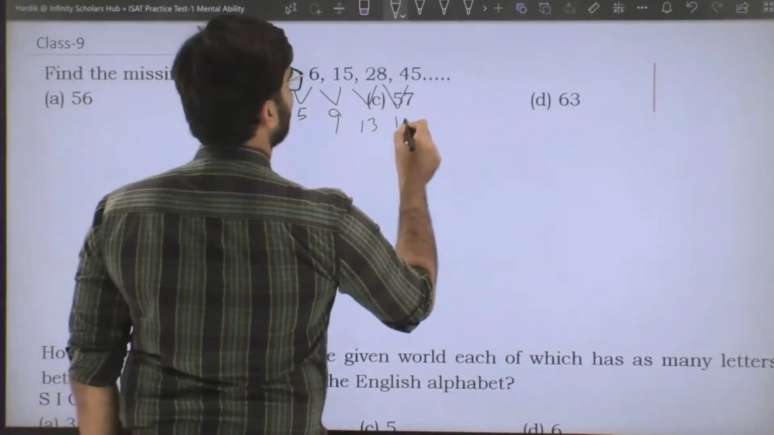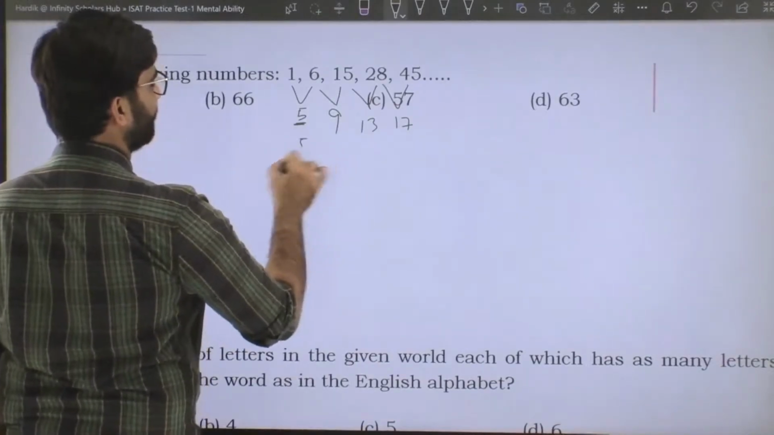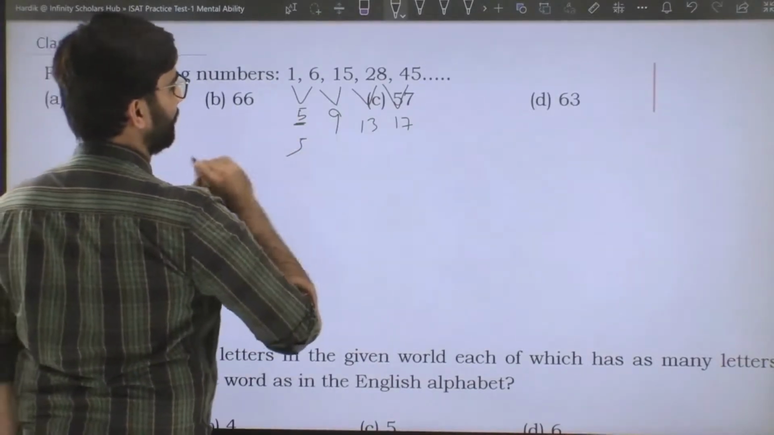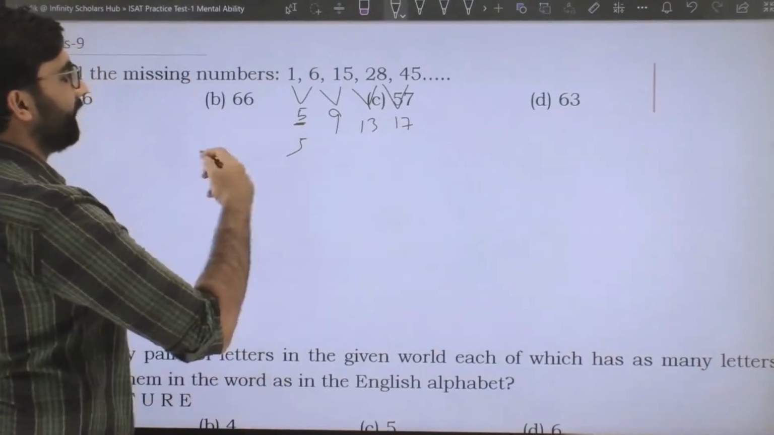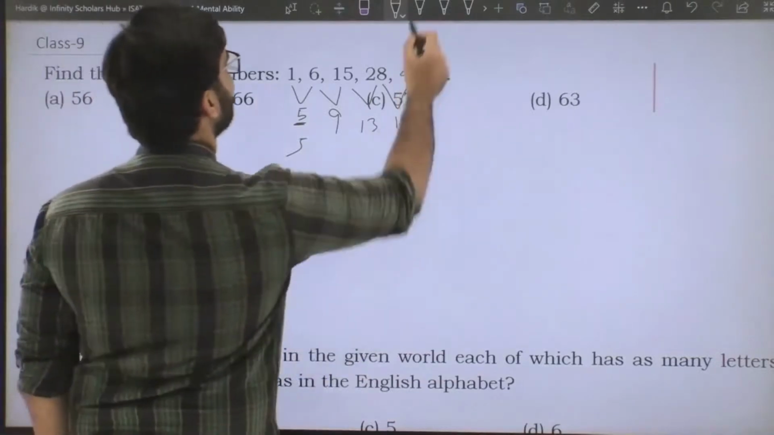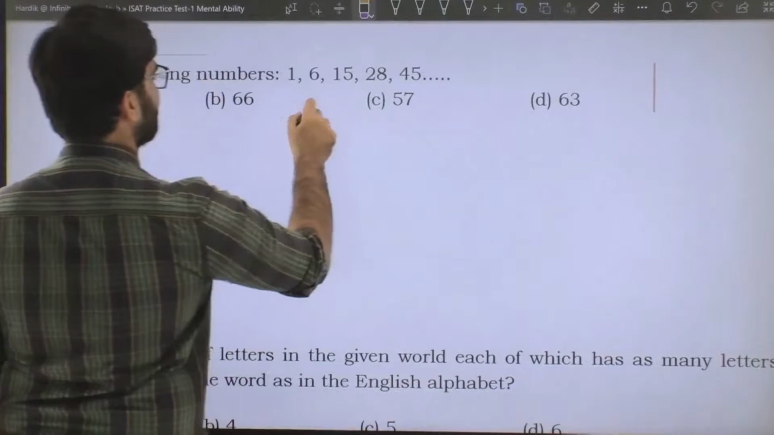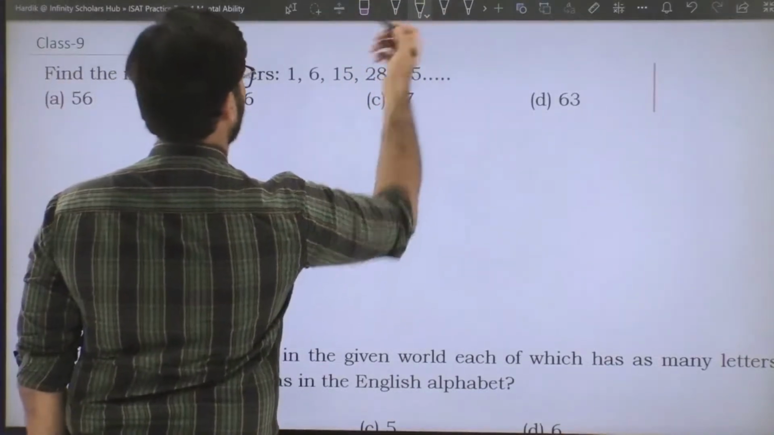So can you find out some logic? This is 5, a prime number. 9 is not a prime number. So I don't find any logic over here also. So I will have to change my approach. Let me try this out, whether this is going to be correct or not.